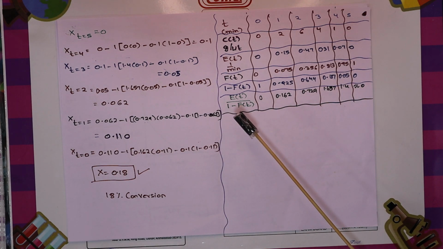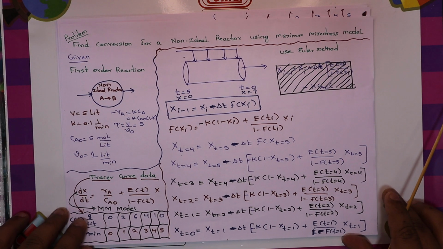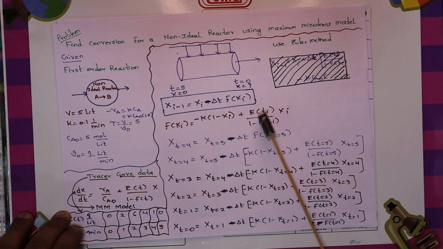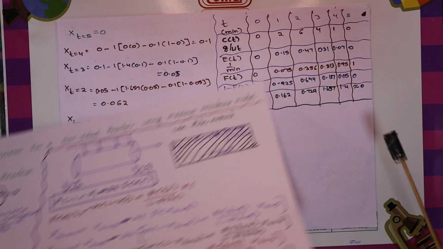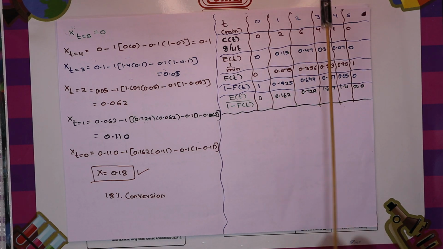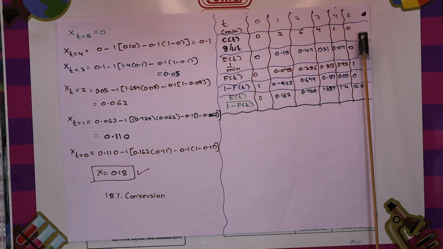You can find out that particular information as well, because to find the f of x function we need the information of k, E of t by 1 minus f of t. That is why we have found out the specific column, E of t by 1 minus f of t. I have all the values.